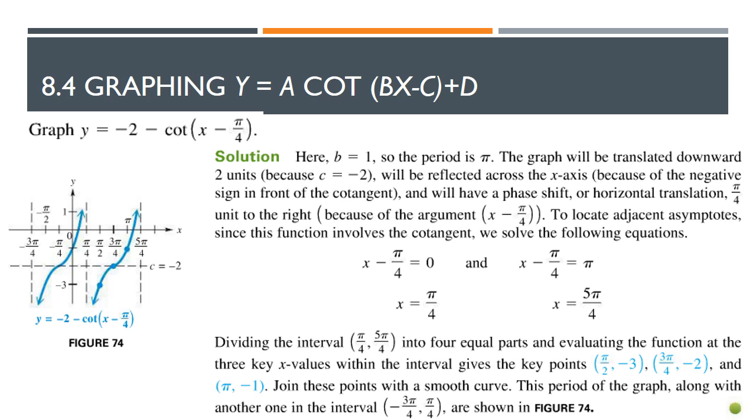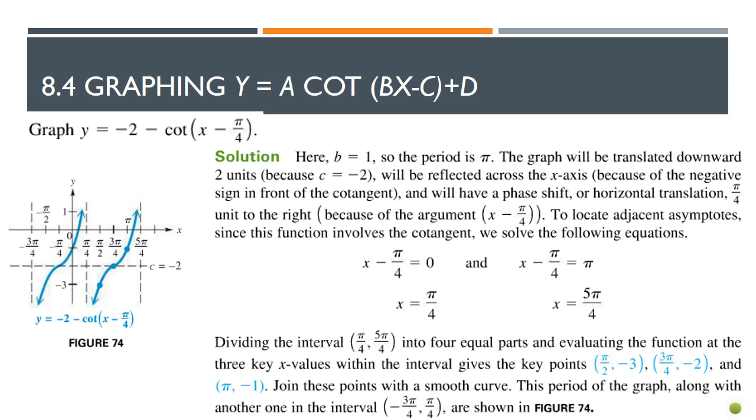To locate the asymptotes, we're going to do x minus pi over 4 equals 0, and x minus pi over 4 equals pi. And we're going to solve for that, and we get that our new asymptotes are at pi over 4 and 5 pi over 4, and that takes care of our shift, our phase shift. So we don't need to worry about that anymore. We know where those asymptotes are.